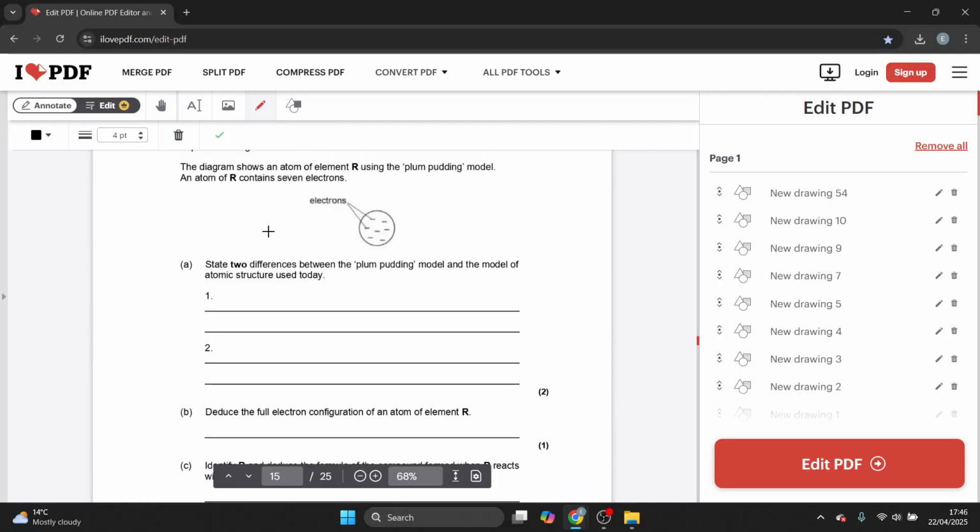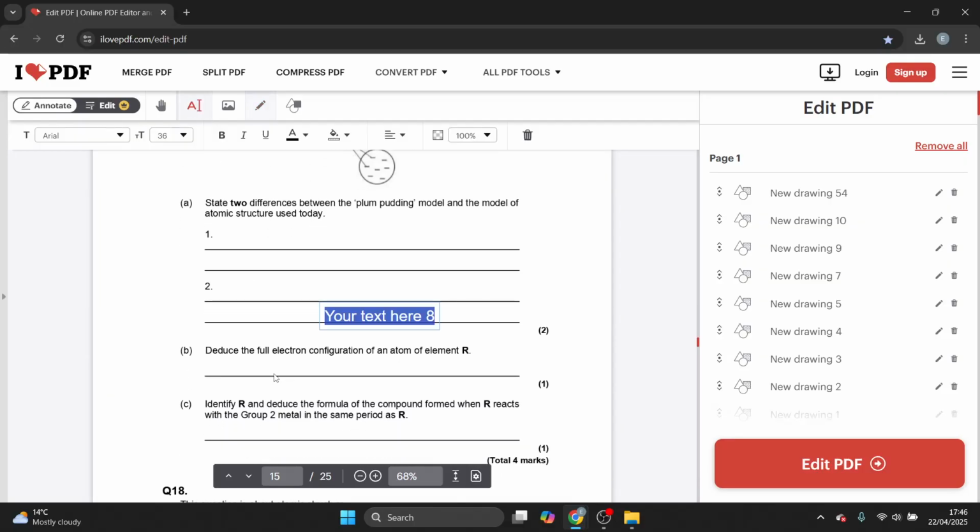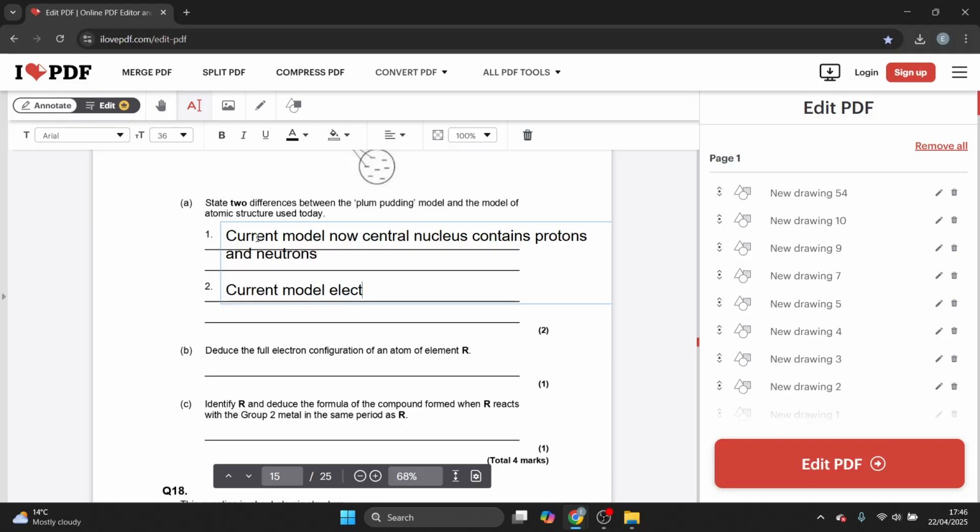So, two differences between the Bohr model and the model of atomic structure used today. Current model: central nucleus contains protons and neutrons. In the current model, electrons are now arranged in different energy levels and orbitals.